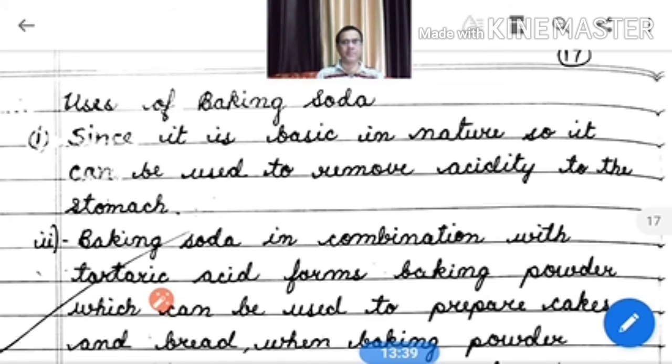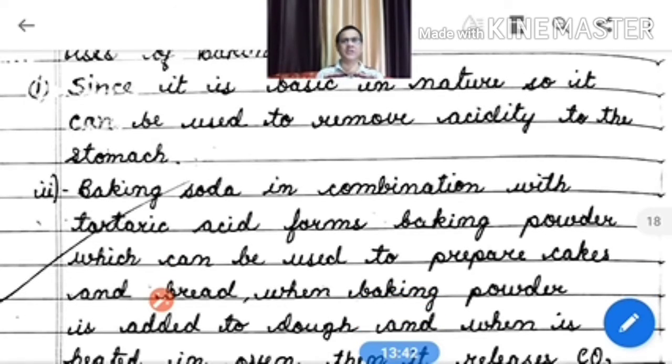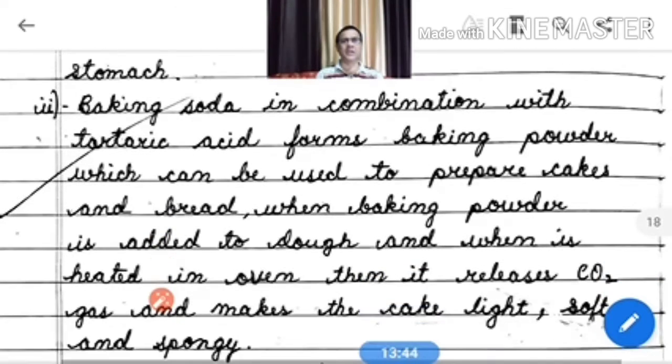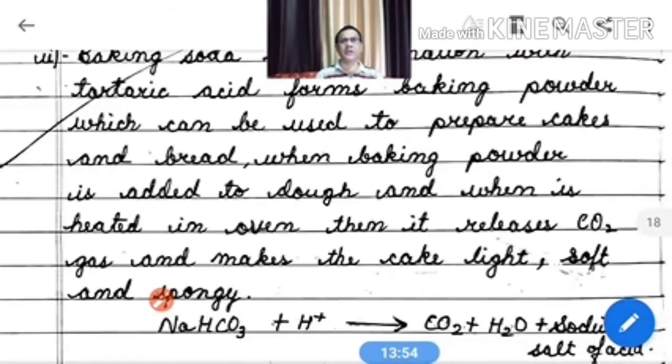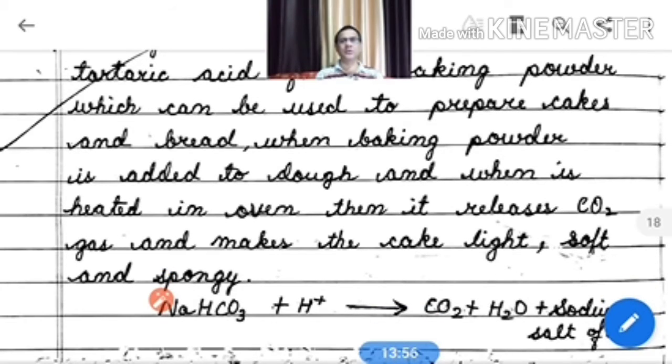Second point, baking soda in combination with tartaric acid forms baking powder, which can be used to prepare cakes and bread. When baking powder is added to dough and heated in the oven, it releases CO2 gas and makes the cake light, soft and spongy.